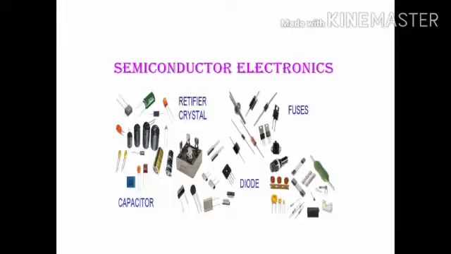So next chapter is semiconductor electronics. Here in this figure you can see the capacitors, rectifier crystal, fuses and the diodes. You have seen these in your electronic gadgets, like mobiles and electronic circuits. These are all the elements which are required in electronics. Electronics is a branch of physics which deals with electrical devices.